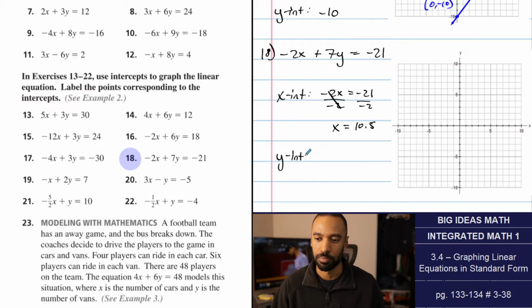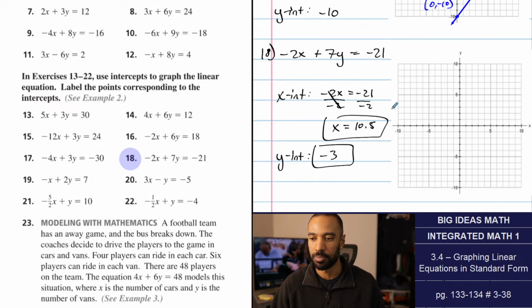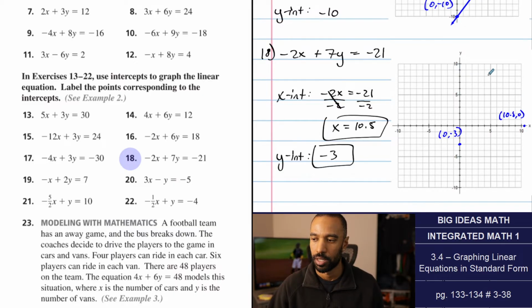Y-intercept, a lot easier. 7y equals negative 21. Divide negative 21 by 7, you get negative 3. So x-intercept is there, y-intercept is there. 10.5. Here's 10, maybe that's 11. 10.5, just halfway over. It's fine. We're fine. It's all good. Negative 3. (0, negative 3) is our y-intercept, and (10.5, 0) is our x-intercept. So from here, I can go in this direction and I'll fix it.